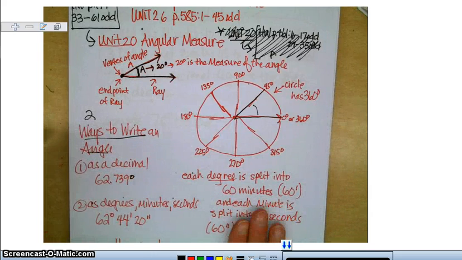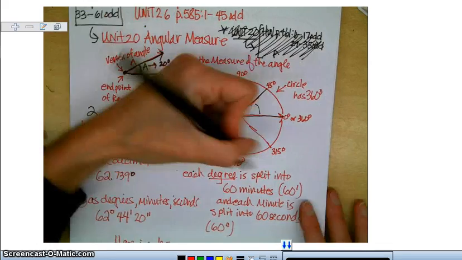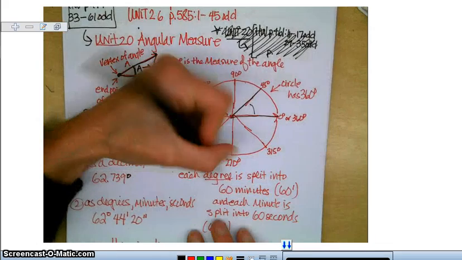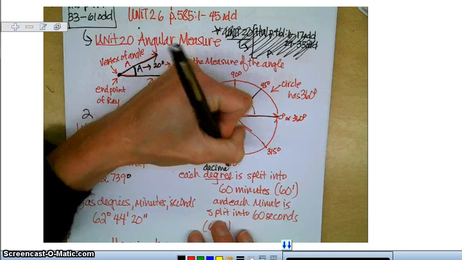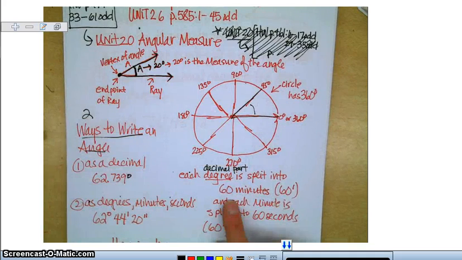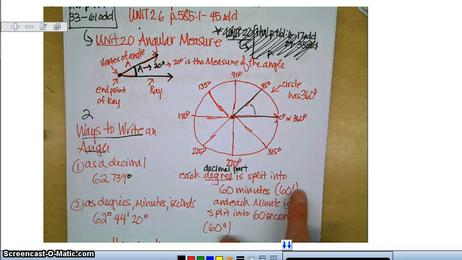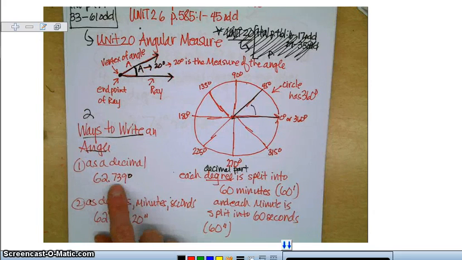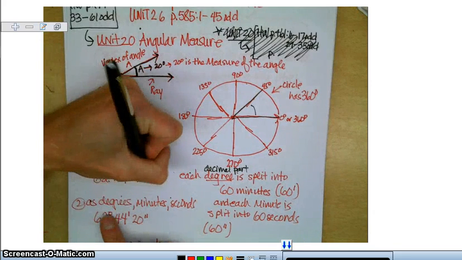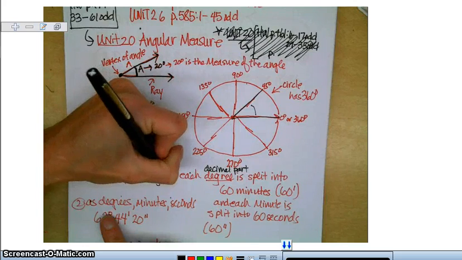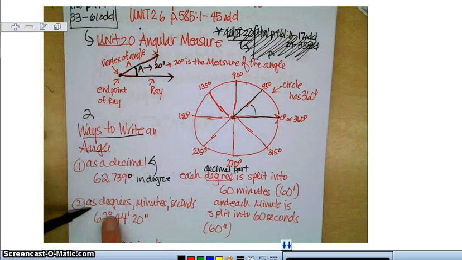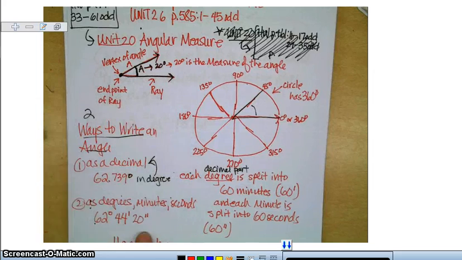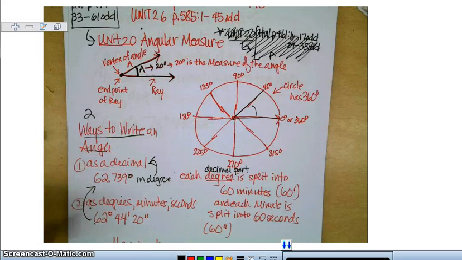Instead of just having degrees, they also split each degree. The decimal part of a degree can be split into 60 minutes, and that's written 60 with a little apostrophe, and each minute is split into 60 seconds. So another way to write an angle is in degrees, as a decimal, and this is an angle in degrees, minutes, and seconds. This happens to be the same angle as this. It's just two different ways to write it.